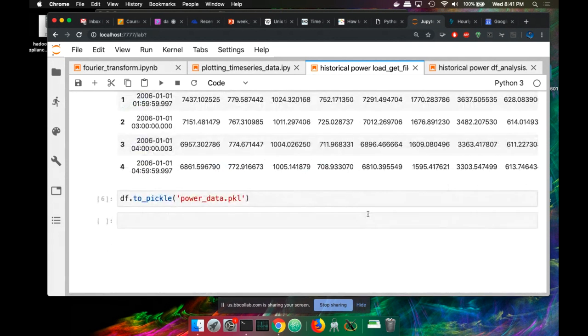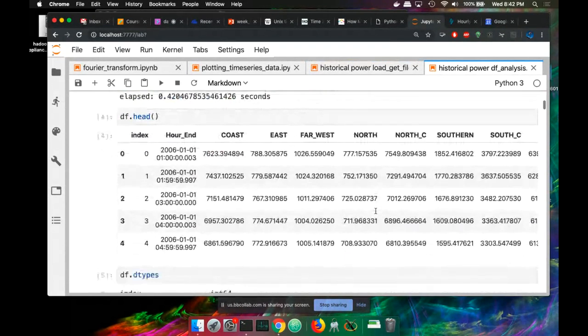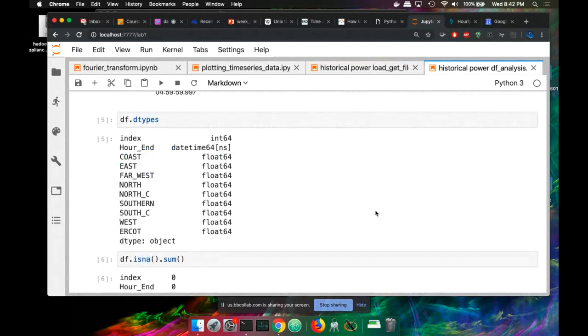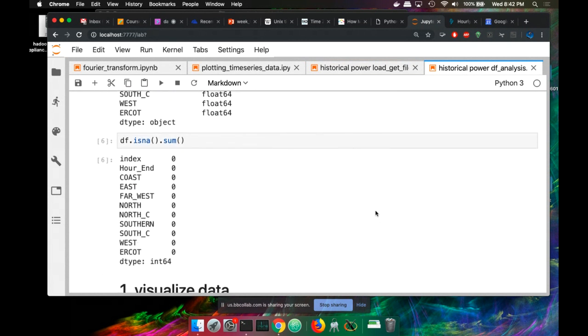Right, so at the end of this one, I just save the data frame to pickle. The next notebook here reads in that same pickle as a data frame. It takes 0.42 seconds, and then it's got this huge data frame. Right, so super convenient. This data took practically no cleanup. That was pretty amazing. I don't know why. All right, and it has no null values.